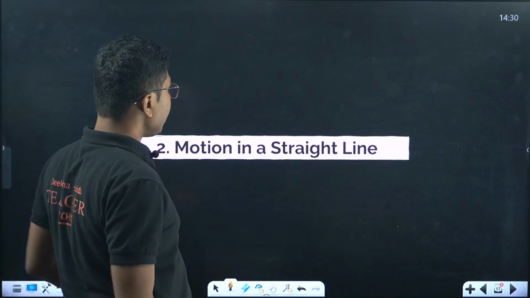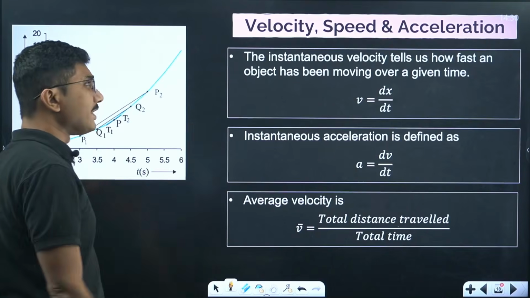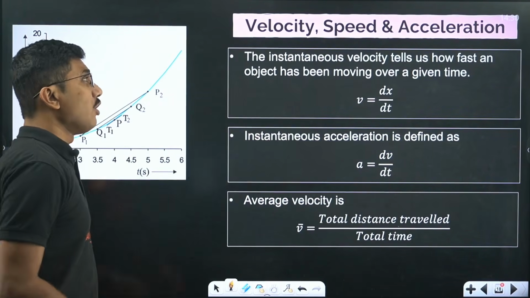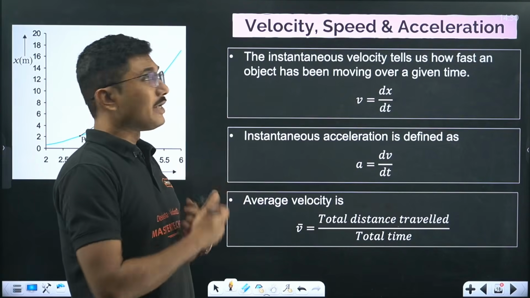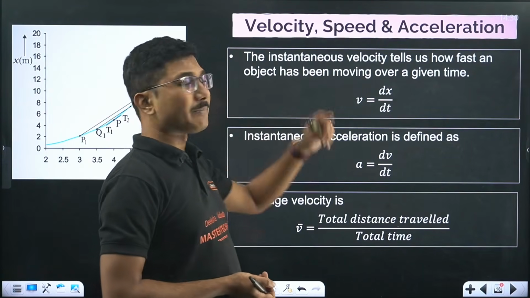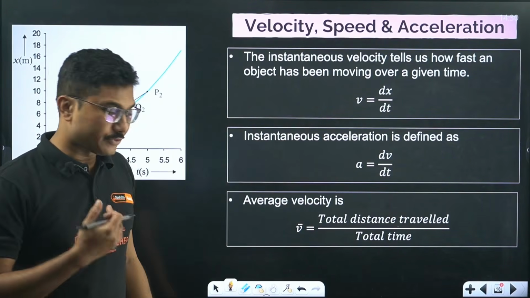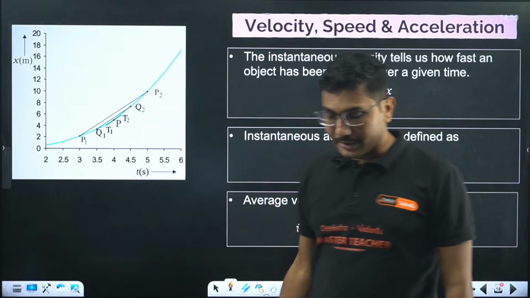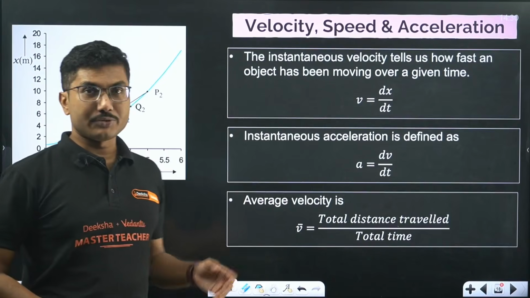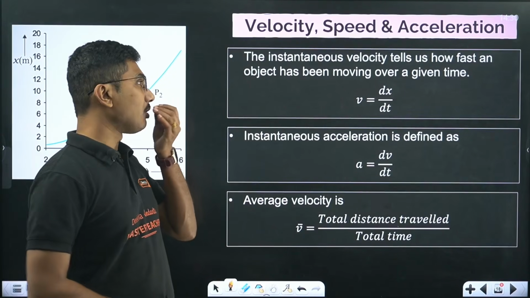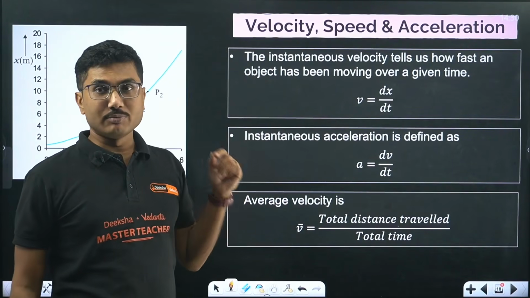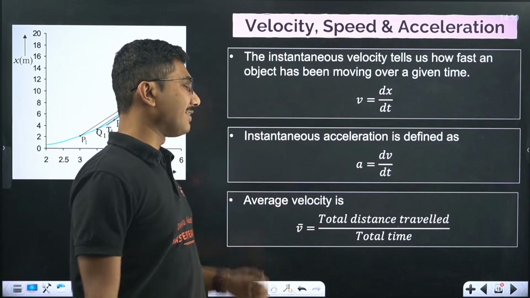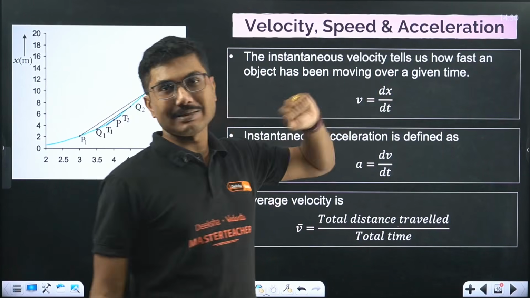So first, obviously, is velocity, speed and acceleration. These are the three quantities that you must know. The instantaneous velocity is given by dx by dt. Obviously, how fast an object is moving with respect to time is velocity. Time rate of change of displacement is also called velocity. But when it comes to instantaneous velocity, it depends on how fast the object is moving over a given period of time. That is called instantaneous velocity, and it is given by dx by dt.